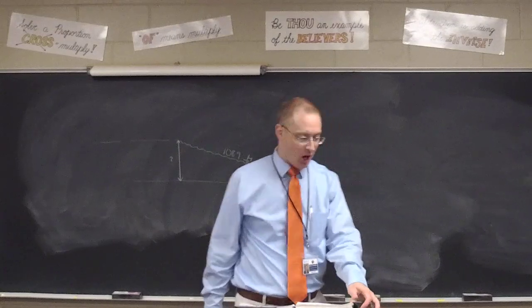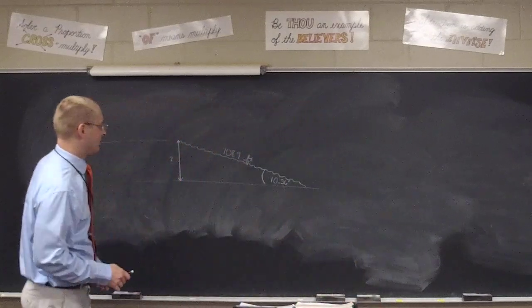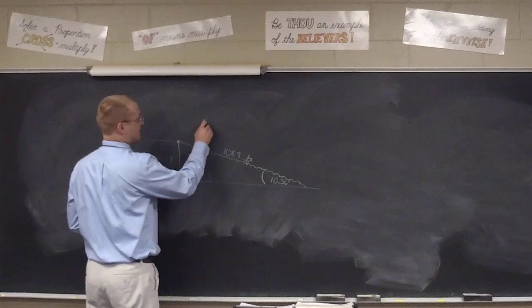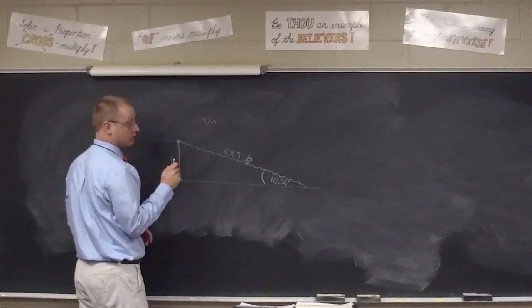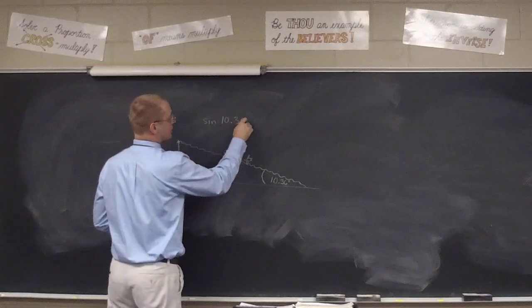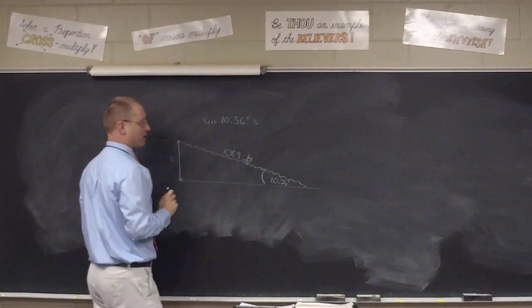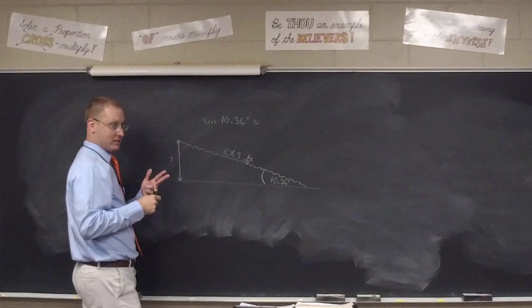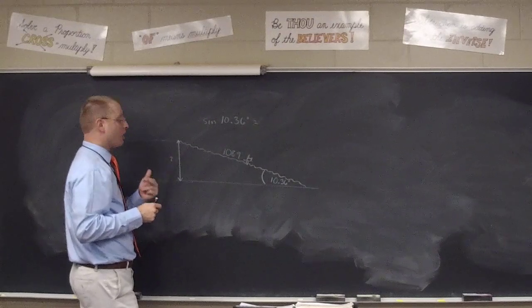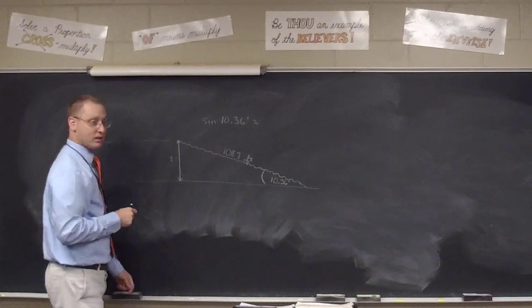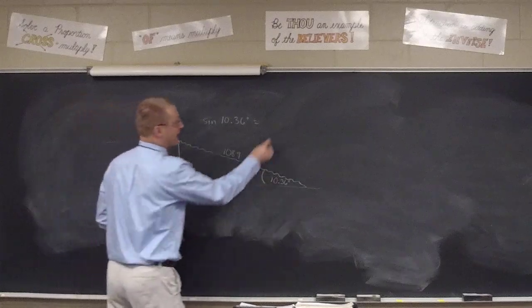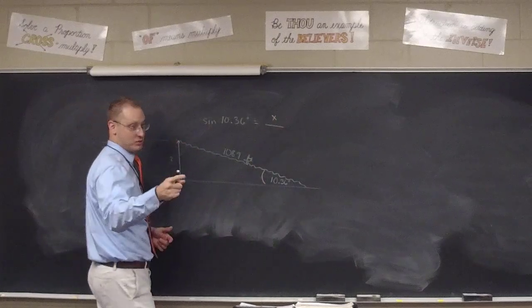Not that far. Okay, what trig function, Quentin? Sine. Okay, good. We need the sine. So we'll say the sine of 10.5 is equal to the opposite, what we're trying to find, the question mark, we'll just call it x, over the hypotenuse, 1089.